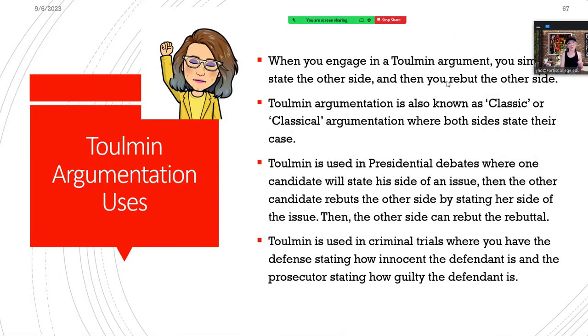And so when you engage in a Toulmin argument, you simply state the other side, then you rebut the other side. Toulmin argumentation is also known as classic or classical argumentation. Toulmin is used in presidential debates and in criminal trials.